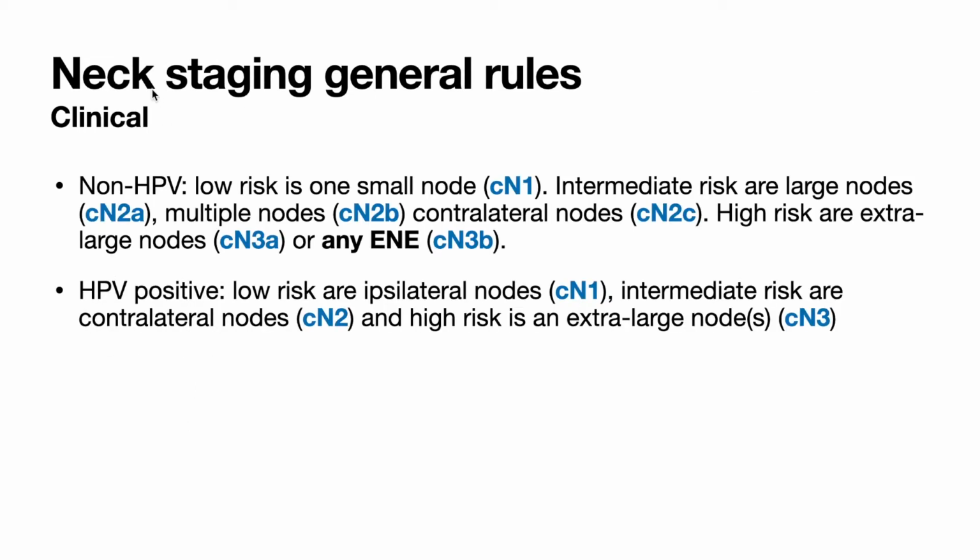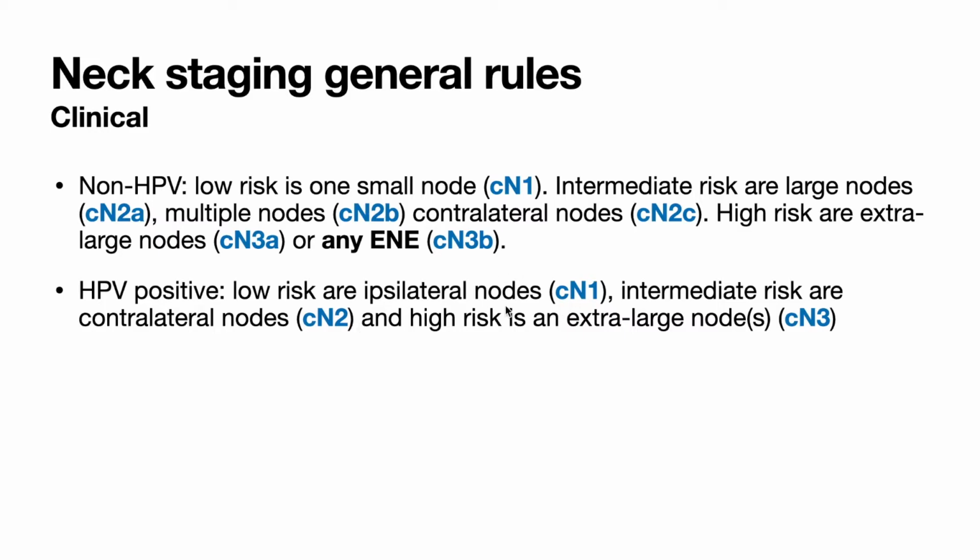The big change is in node classification, and we'll review this right now. For clinical staging in P16 negative disease, that really remains the same except for a split in N3. So nodes larger than 6 centimeters are N3A disease, but if there's any extranodal extension identified, that would give it an N3B classification. For HPV positive disease, the only thing that matters is the laterality.